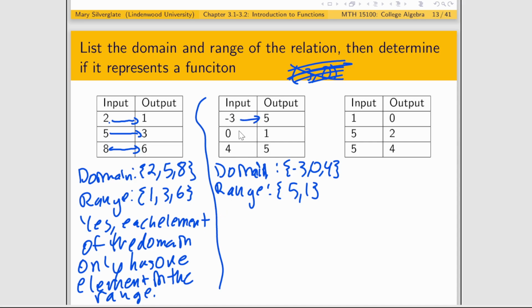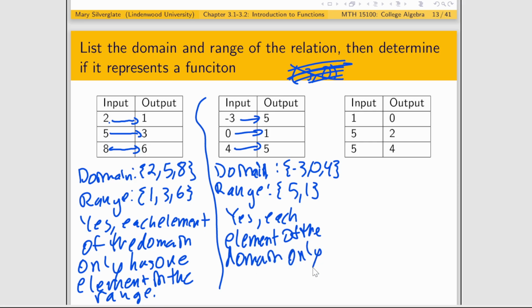And here, each input still just has one output. Even if two of them have the same output, it's still the case that 4 only outputs 5 and -3 only outputs 5. So yes, it's also a function for the same reason. Each element of the domain only has one element in the range.